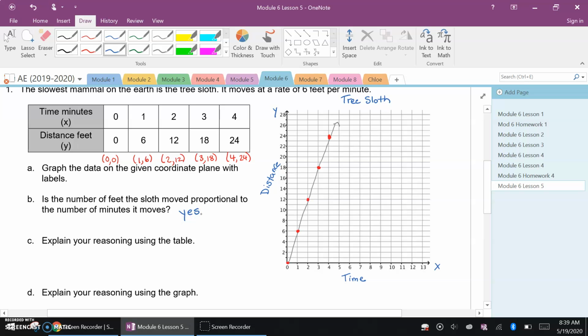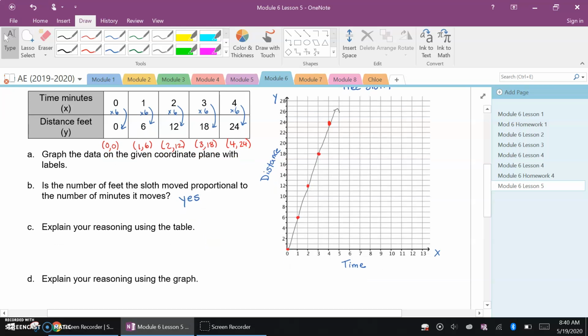When it says to explain using the table, we have to look at what we multiply x by in order to always get y. So 1 times 6 gives us 6. 2 times 6 gives us 12. 3 times 6 gives us 18. And then 4 times 6 gives us 24. And then we can go back and check our 0. And 0 times anything, including the 6, is going to equal 0.